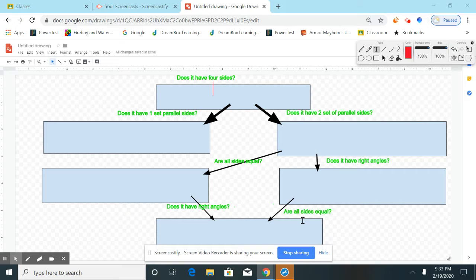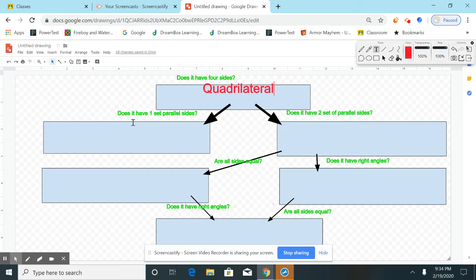Your first question, does it have four sides? It's on top right here in green. If it does have four sides, then you are dealing with a quadrilateral. So your top box right here should be quadrilateral. So write in quadrilateral. Then you go down to the next green question.